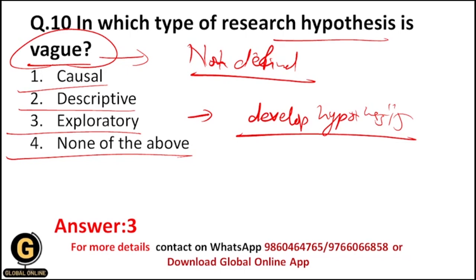In the causal and descriptive research types, the hypothesis is clearly defined, so that we test the hypothesis over here. But in the exploratory research design, we don't test the hypothesis, we only develop it, because it is not clear. That's why the correct answer over here is 3.